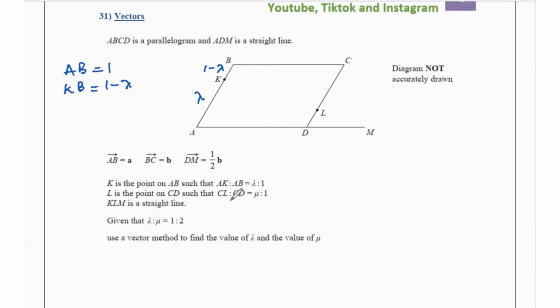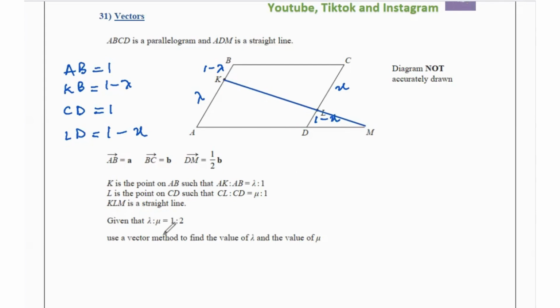L is the point on CD such that CL is to CD is mu is to 1. So if CL is mu and CD is 1, that means LD is going to be 1 minus mu. KLM is a straight line. So let's connect KLM.